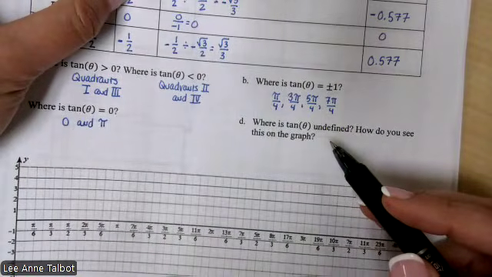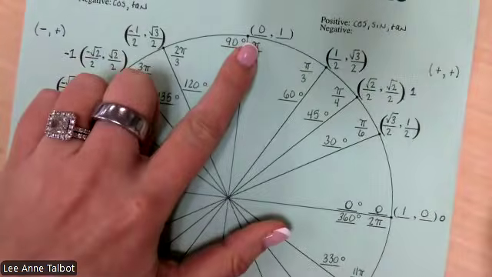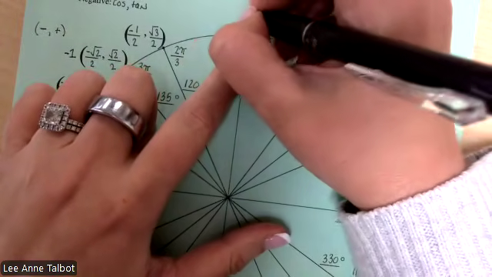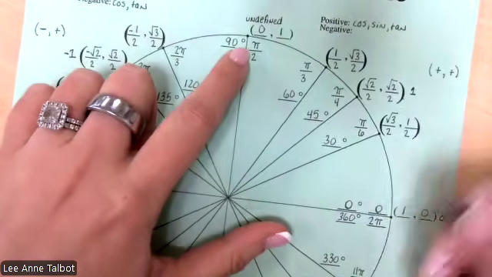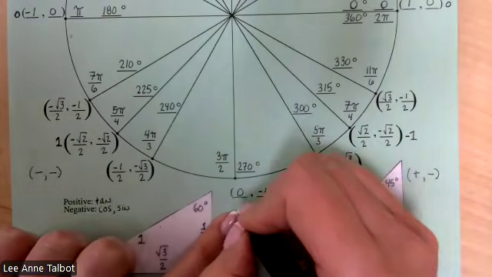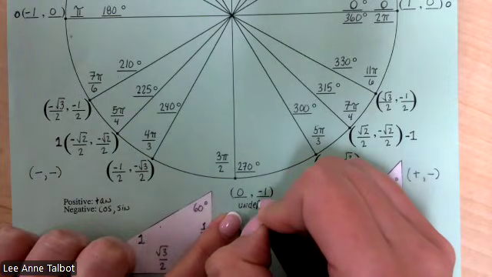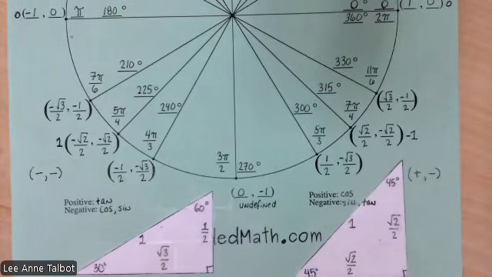Where is tangent undefined? Yeah, so here and here. So that's pi over 2 and 3 pi over 2.